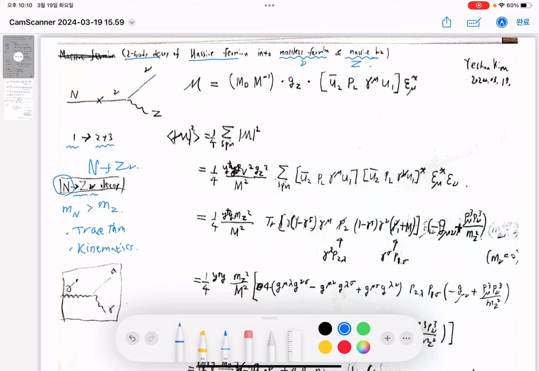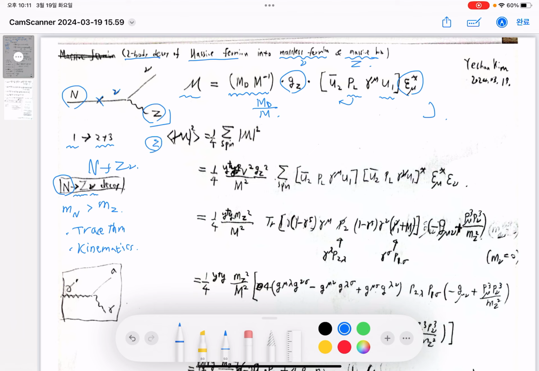The sterile neutrino mixes with the active neutrino by the mixing matrix, the Dirac mass matrix over the heavy neutrino mass matrix. And the couplings between the active neutrino and Z bosons are given by g_Z. The Z boson interacts with the active neutrino through the left chirality, so I multiply the projection operator P_L for the light active neutrino, and the u1 that corresponds to the heavy neutrino. And for the Z boson, the polarization epsilon star will be multiplied to the matrix element. So we draw the Feynman diagram and find the amplitude of the matrix element.